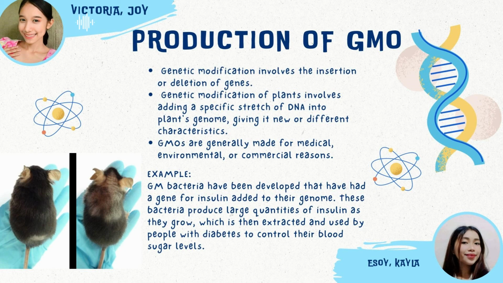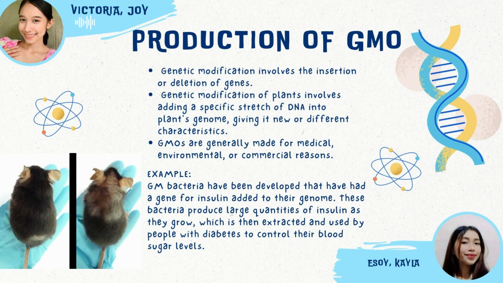Good day everyone, I'm Joy Victoria and I will discuss the production of GMO. GMOs are generally made for medical, environmental, or commercial reasons. For example, a GM bacteria has been developed that has had a gene for insulin added to its genome. These bacteria produce large quantities of insulin as they grow, which is then extracted and used by people with diabetes to control their blood sugar levels.